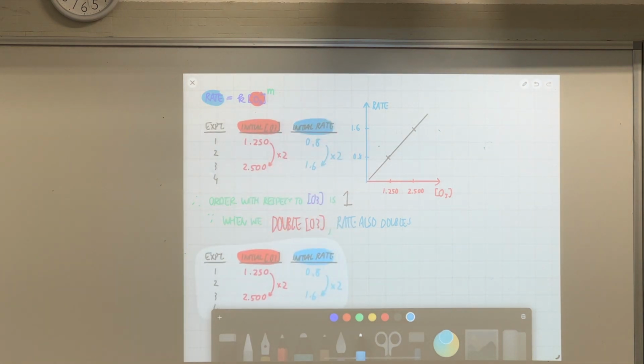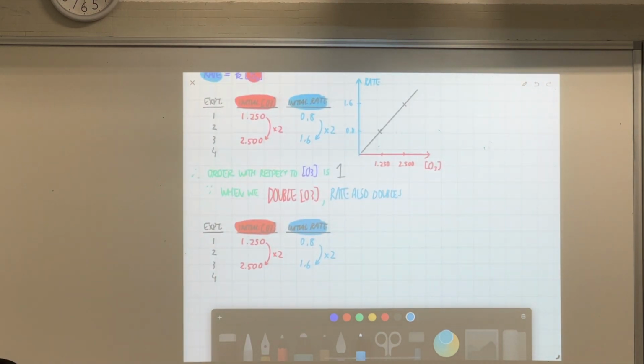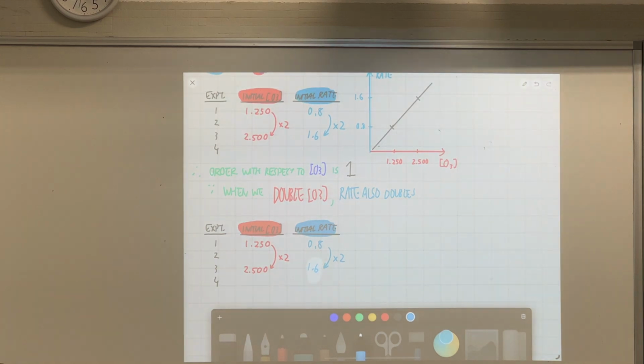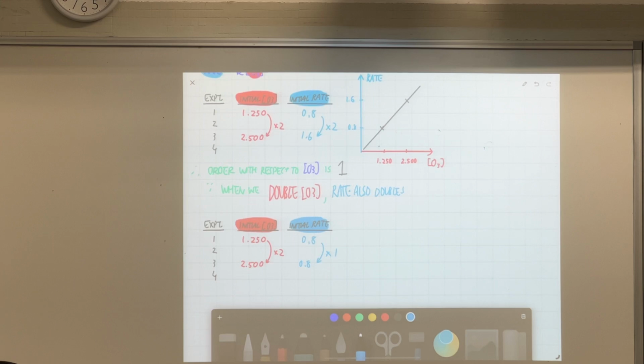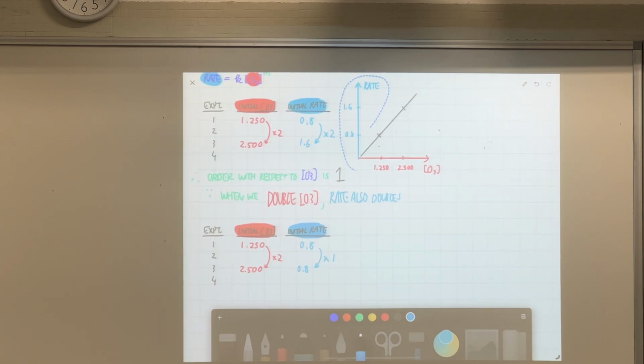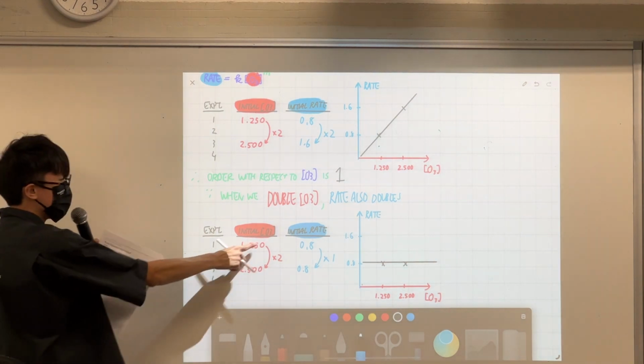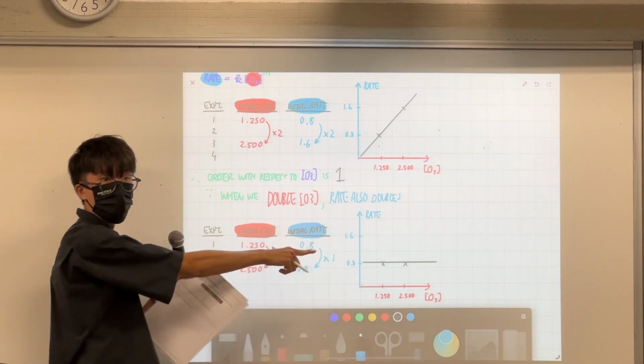What kind of data will support a zero order reaction? It is when you see this. If I double the concentration of ozone and then the rate does not change, what will the graph look like this time? Okay, so it will look like this. Let me just copy this. I'm lazy. So I'll just copy this file here, and I will draw this and that. Do you see what is happening? When I double the concentration, the rate doesn't change at all.